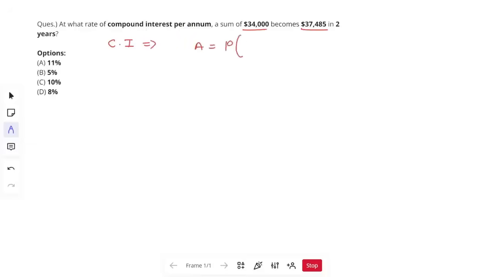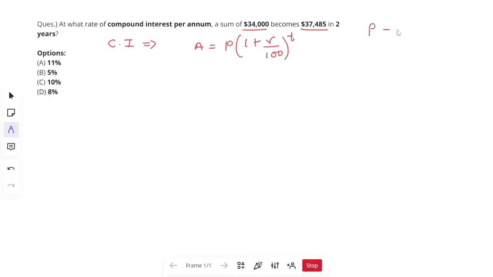Okay. Let's look at this question. At what rate of compound interest per annum does a sum of $34,000 become $37,485 in 2 years? Solving this is easy if you know the formula. We have a formula for compound interest. The formula is A equals P into (1 plus R divided by 100) to the power of T.